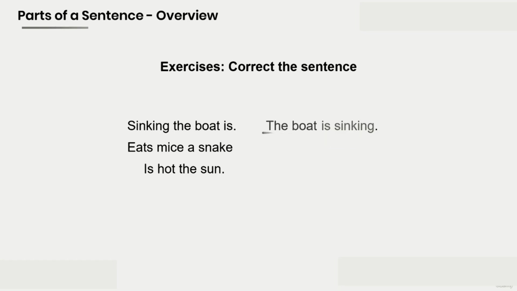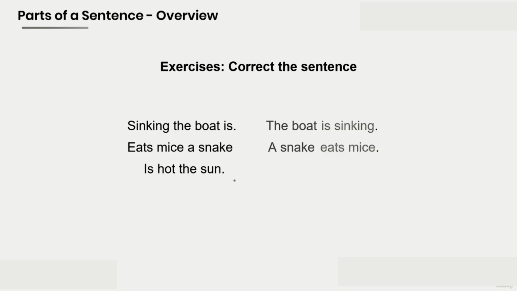Next we have "a snake mice eats." A snake is our subject, eats mice is the predicate. And the last one is "hot the sun." We have the sun is hot, with the sun being the subject and is hot being the predicate.